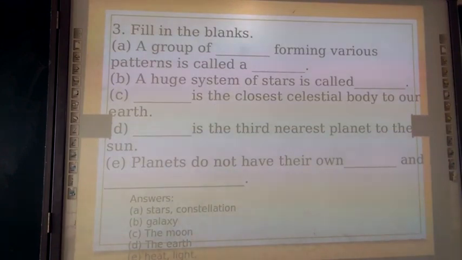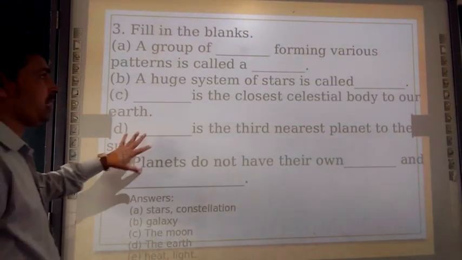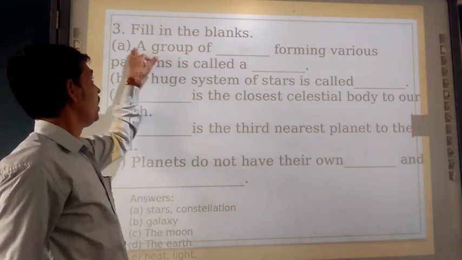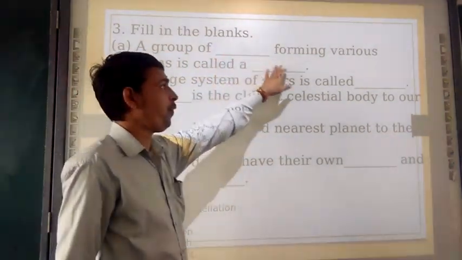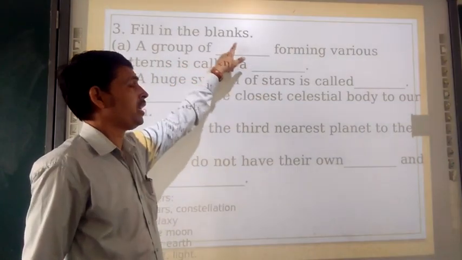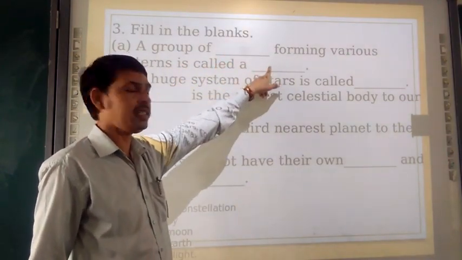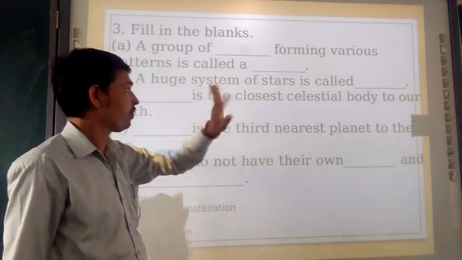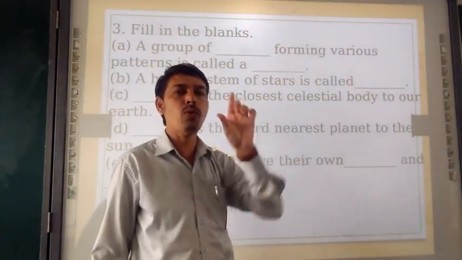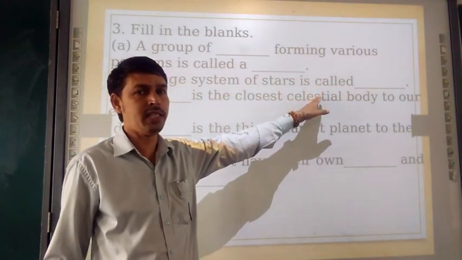Next, after this fill in the blanks, once again I am repeating if it is not going to be visible to you. A group of stars forming various pattern is called constellation. So here the answer is star, here the answer is constellation. Okay? Then a huge system of the stars is called galaxy. The word is given in the textbook itself.